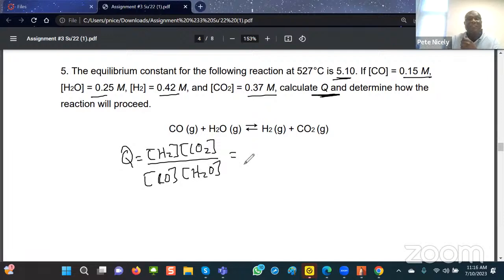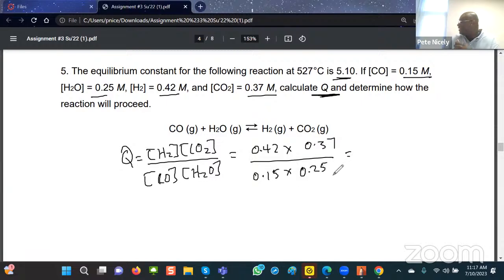Okay. So we put in the numbers, right? So for H2, it is 0.42. For CO2, it would be 0.37. And for carbon monoxide, it is 0.15 times for H2O, which is, where's H2O? 0.25, okay. So when I did that calculation, this is what I got. I got 4.1, right? So this is QC, and this is KC.